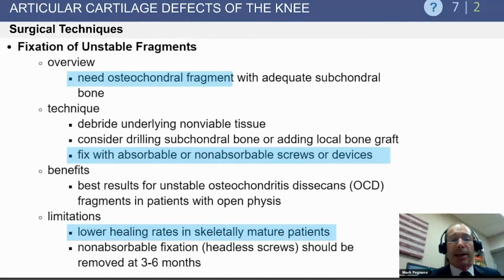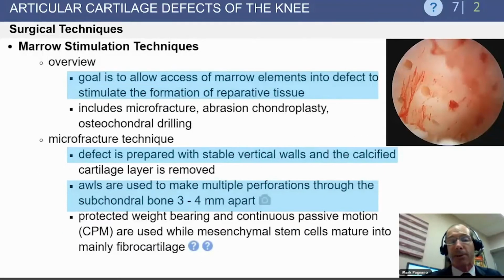So again, fixation techniques. This is again kind of jumping back to bigger defects or the OCD defects. And again, I would not spend a ton of time on this. There are a variety of different ways to fix big osteochondral defects, whether they are from osteochondritis dissecans or from a traumatic injury. So whether that's with absorbable or non-absorbable screws or with pinless or absorbable pins to fix that.